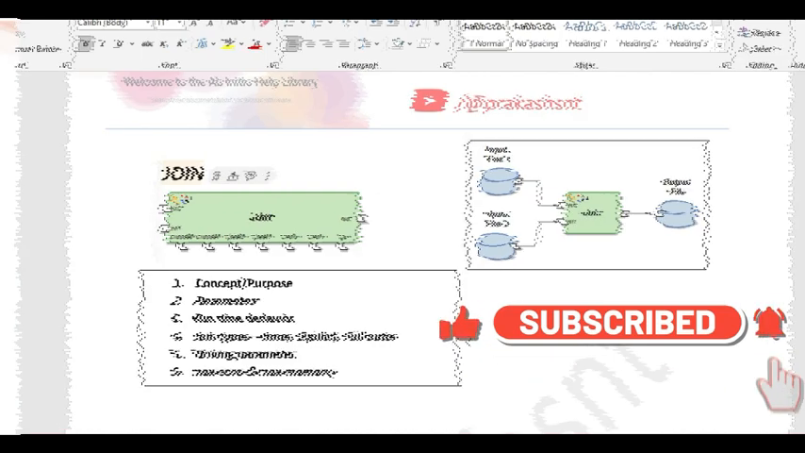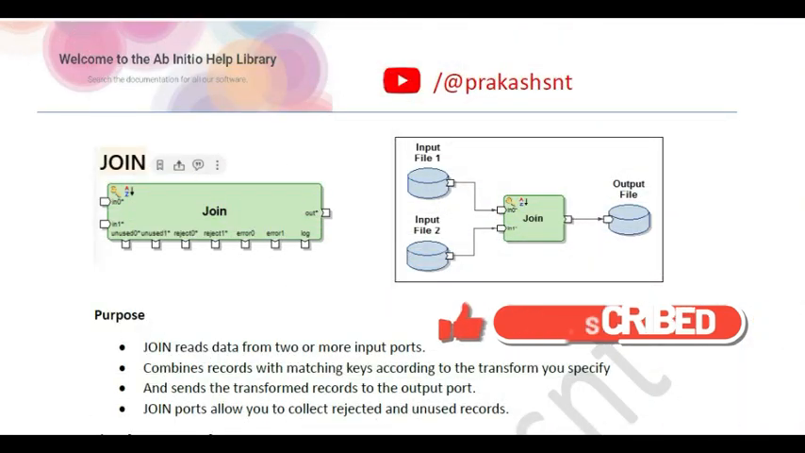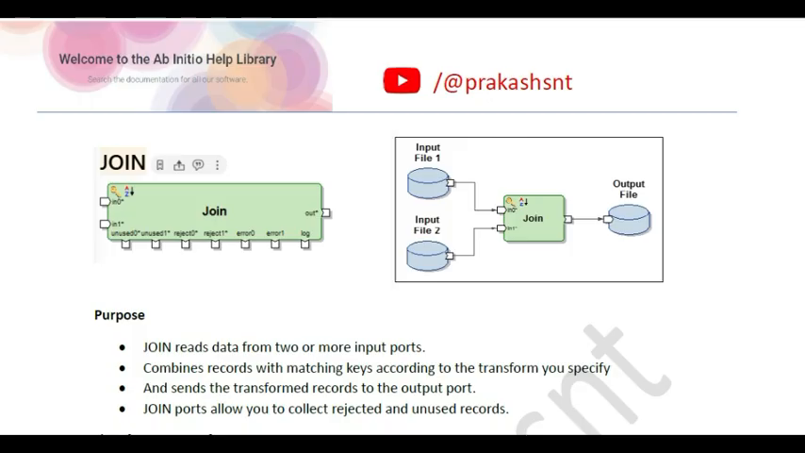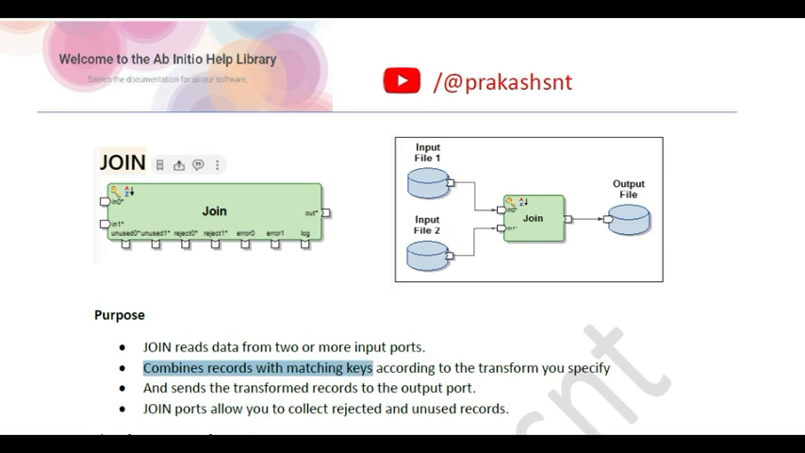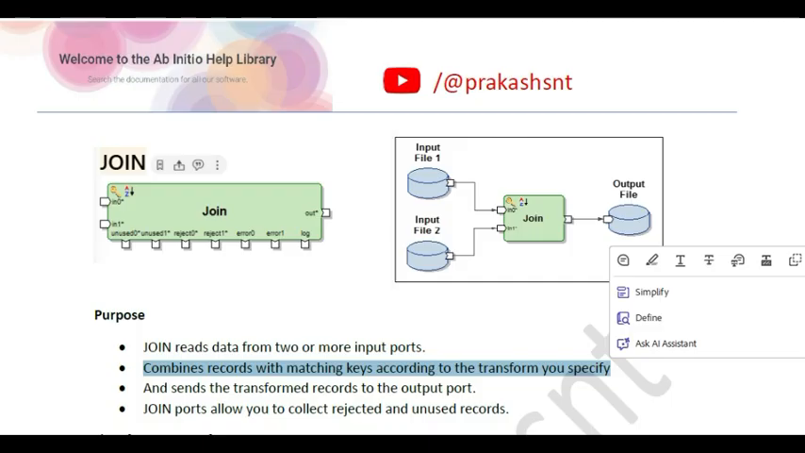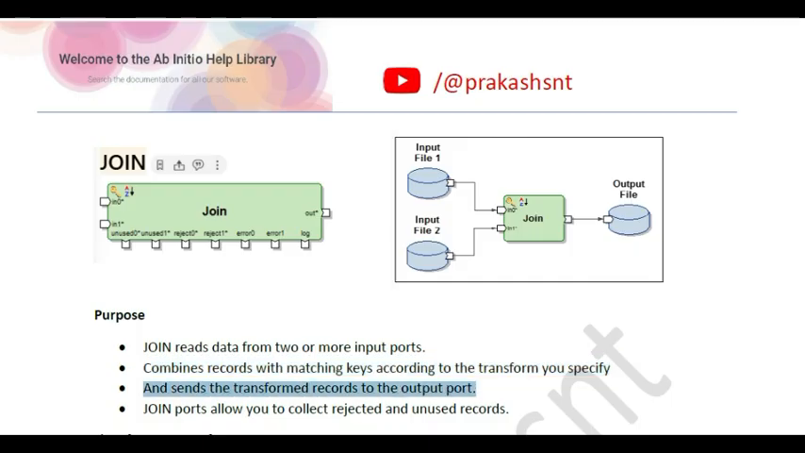So let's start. In the Ab Initio join component, from the name itself we can understand that the join component is joining our input data and providing output data. So joining is happening between two or more inputs. A few points that I have written here: join reads the data from two or more input ports and combines the records with matching keys according to the transform that you have specified, and finally it will send the transformed record to the output port.